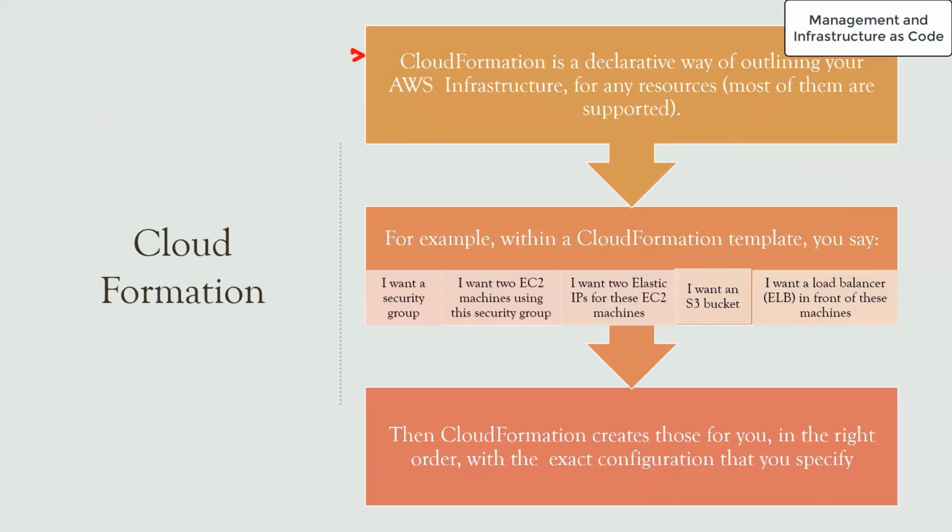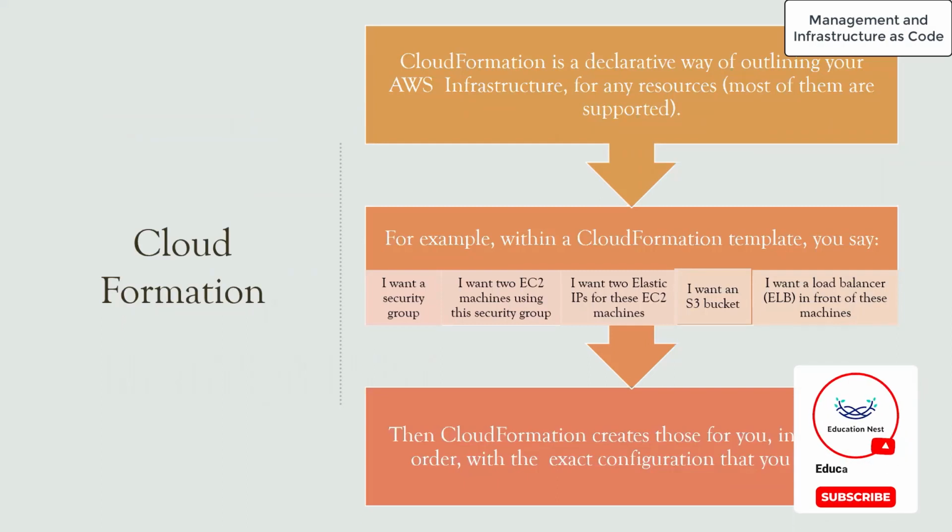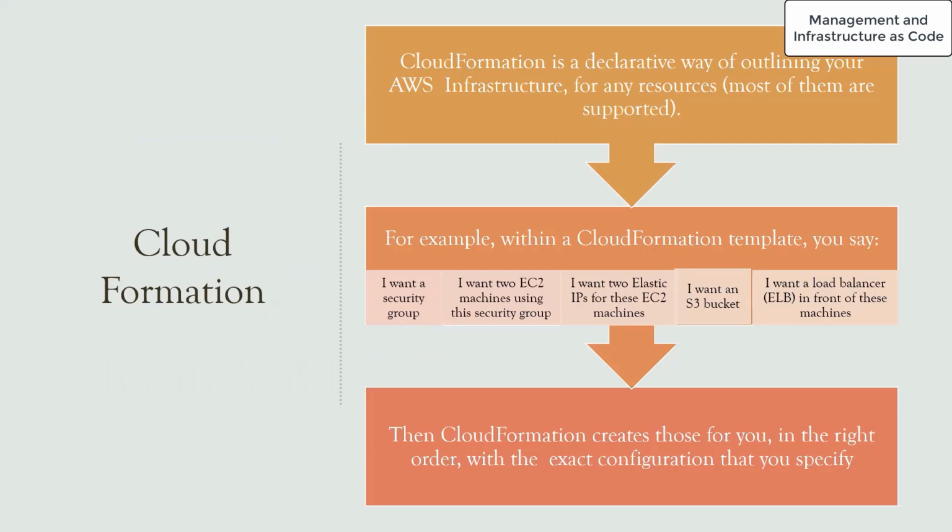Now, AWS CloudFormation is a declarative way of outlining the AWS infrastructure for any resources. The best part is, I can say most of the resources that are available in AWS are supported by CloudFormation. For example, within a CloudFormation template, you can say that you want to create a security group. You want two EC2 instances using the security group, and you want two Elastic IPs for these EC2 machines. You need an S3 bucket, and you also want to add an elastic load balancer in front of all these machines.